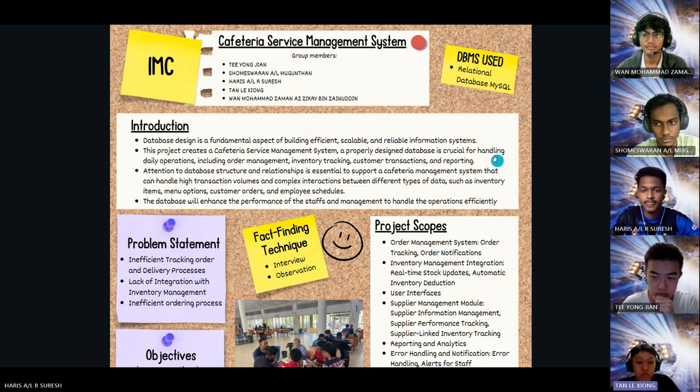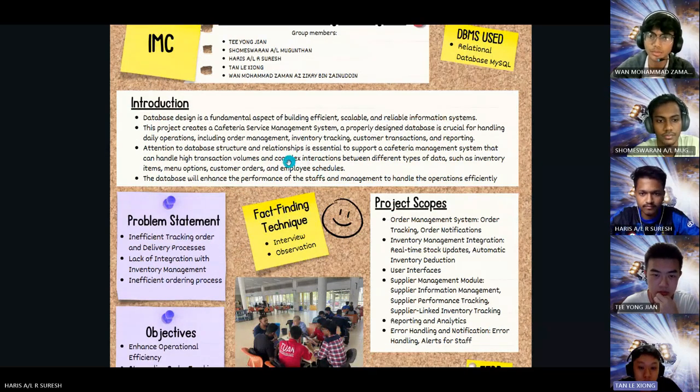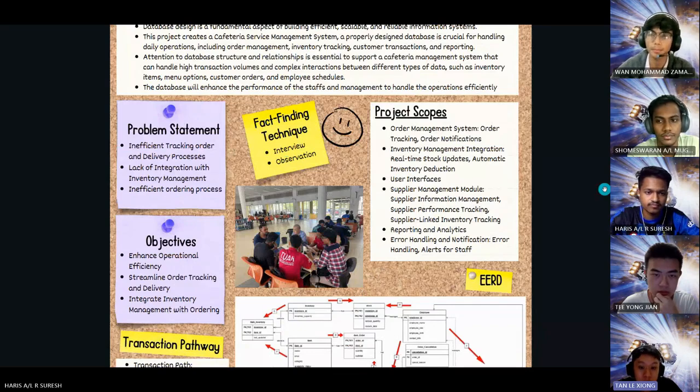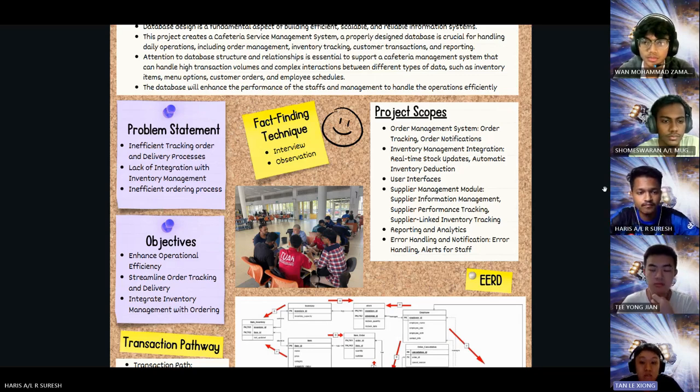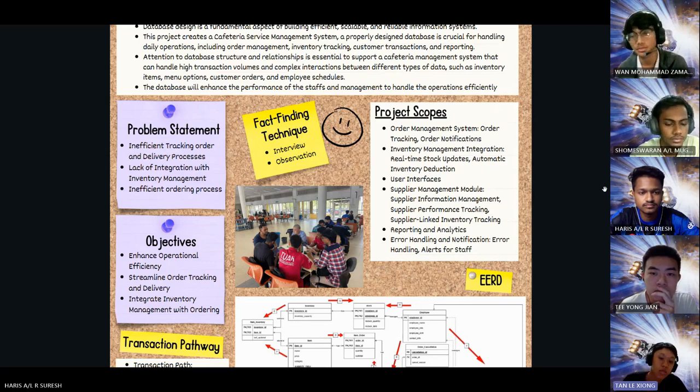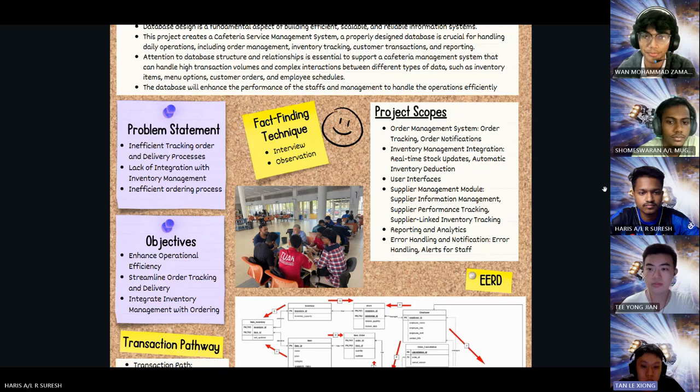Okay. So for my part is the problem statement for this system. For the problem statement, we have 3 problem statements for this system. One is inefficiency tracking order and delivery process. In traditional food ordering system, tracking the status of order and managing the delivery process can be highly inefficient. This inefficiency often lead to delay, error in order fulfillment and customer dissatisfaction.